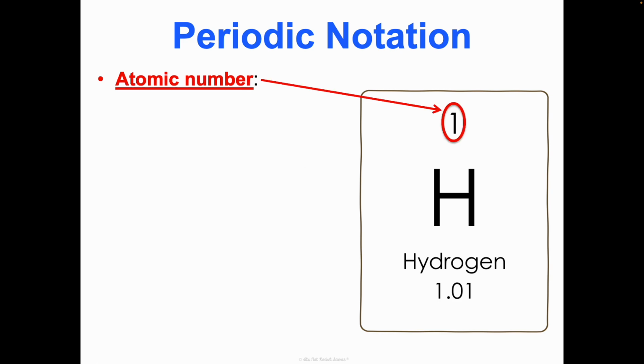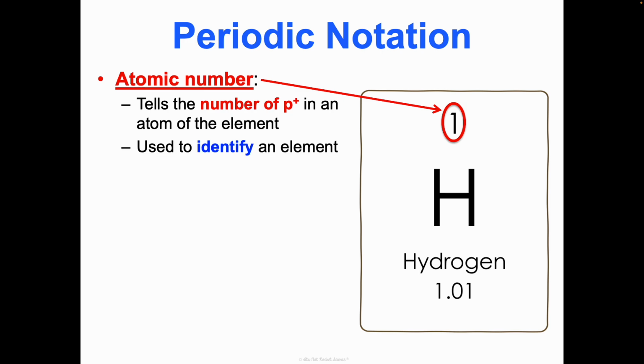So first, what is that atomic number? This is what the entire periodic table is arranged around. You'll see it goes 1, 2, 3, 4, 5, like you're going left to right in reading order. Well, that atomic number tells the number of protons in an atom of the element. Remember, we learned in Concept 1 Notes that the subatomic particle protons gives us the identity of the element, and that's the atomic number. The atomic number is what we're using to identify an element.